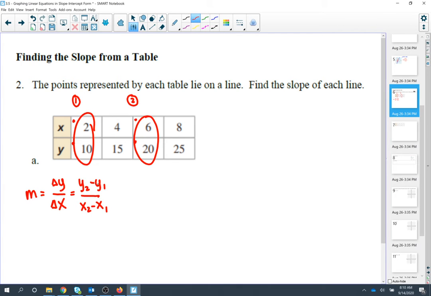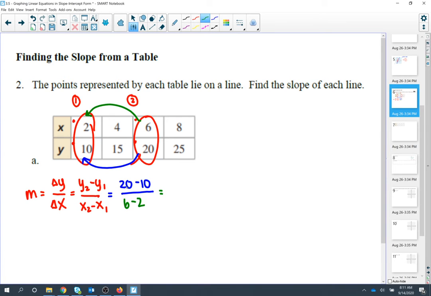So my y's are going to go in the numerator or on the top. So I'm going to take 20 and find the difference between 20 and 10. So the change in y is going to be 20 minus 10. Then in my denominator, I'm going to have my change in x. Well, my x's are 6 and 2. So the change from 6 to 2, 6 minus 2.